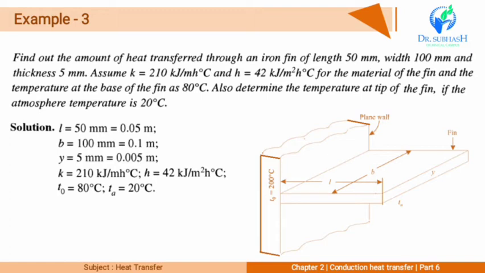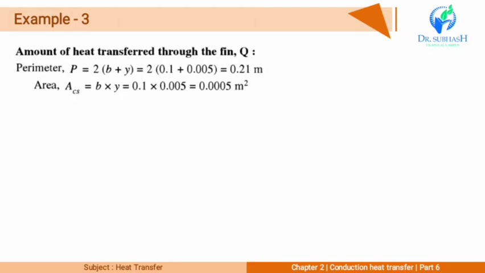Generally, the unit of thermal conductivity k is given in watt per meter degree centigrade, and the unit of convective heat transfer coefficient is given in watt per meter square degree centigrade. Here both units are given in kilojoule per meter per degree centigrade and kilojoule per meter square per degree centigrade. So let's start the example solution.